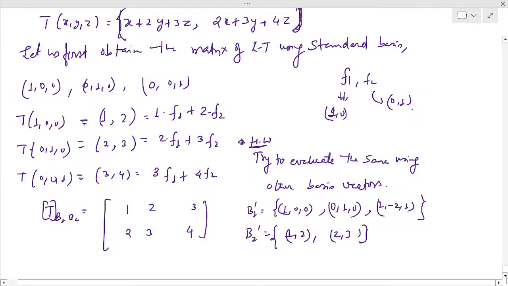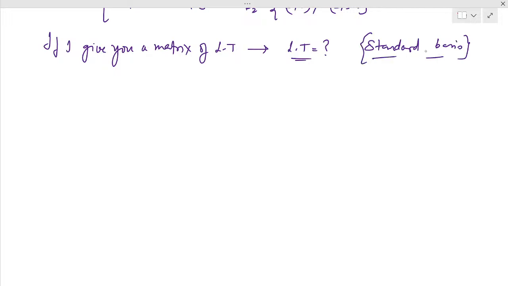Okay, now if I give you a matrix of linear transformation, and if I desire the structure of the linear transformation, that also can be done. Let us do it for the standard basis only so that things remain easy. So let us describe a linear transformation defined from R cube to R cube, for simplicity.